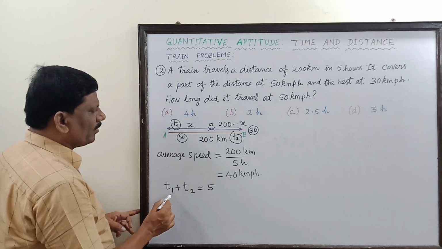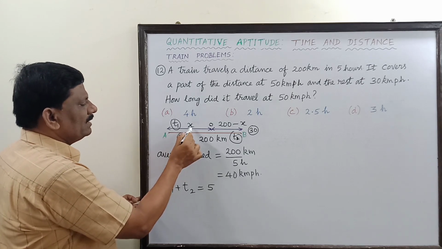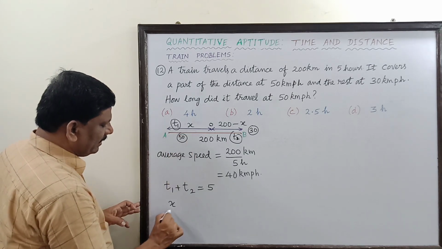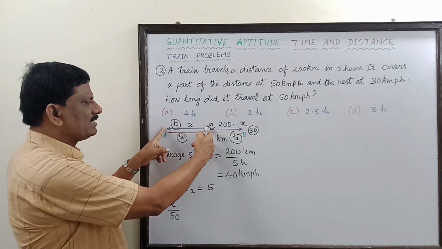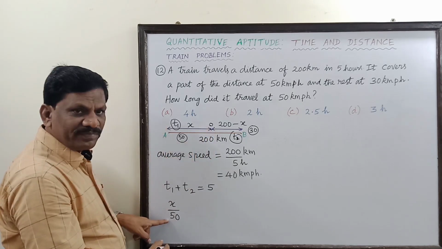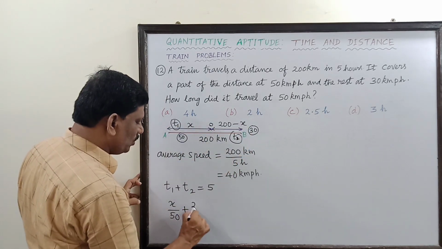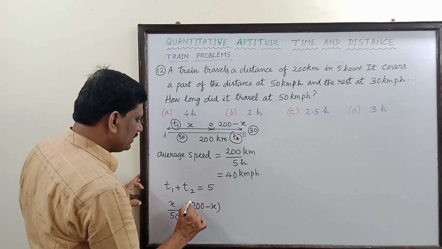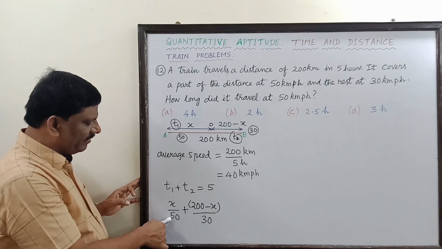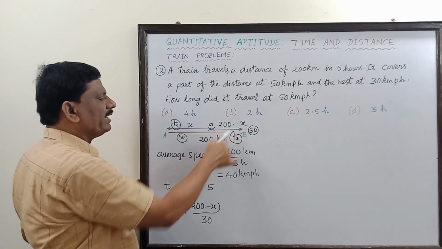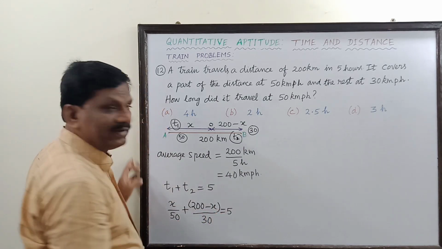So the time taken must be equal to the distance divided by the speed. So T1 must be equal to what? This distance x by this speed 50. And the remaining distance 200 minus x is traveled at a speed of 30. So time T1 is equal to x by 50. Time T2 must be equal to 200 minus x divided by 30. And the total time must be equal to 5 hours.